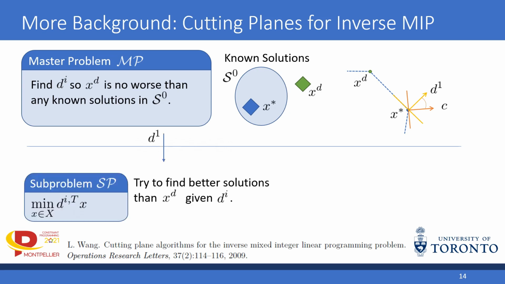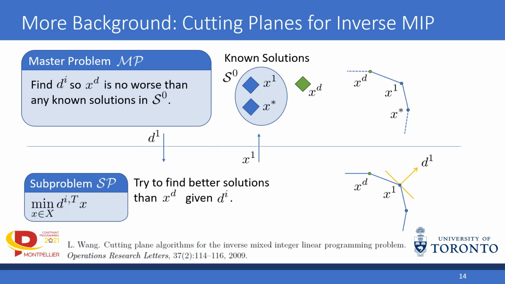Once such a vector has been found, we pass it to the subproblem, and the subproblem is identical to the initial forward problem that we're trying to modify, except that it uses this new objective vector d1. The goal of the subproblem is to try to find better solutions than xd given this new parameter vector. If we find such a solution, then we pass it back to the master problem and add it to the set S0. This creates a cut and makes the previous solution infeasible. We continue looking for new objective vectors in the master problem and passing them to the subproblem. And we know we're finished if in the subproblem xd is optimal at the current objective vector.